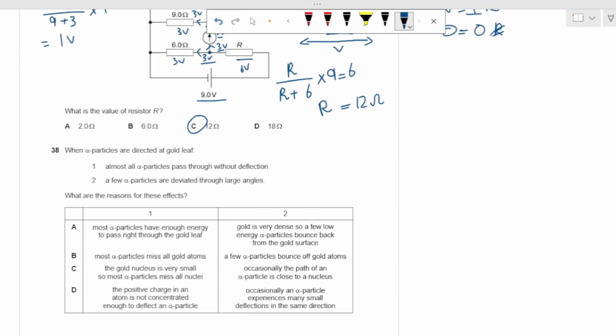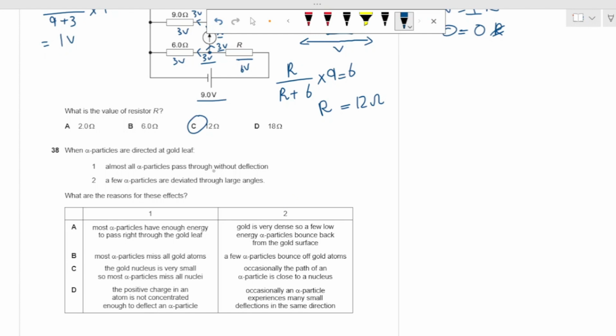Alright. Question 38. When alpha particles are directed at gold leaf, number 1, almost all alpha particles pass through without deflection. Number 2, a few alpha particles are deviated through large angles. What are the reasons for these effects? Let us see for the first. Almost all alpha particles pass through without deflection. Most alpha particles have enough energy to pass right through the gold leaf. No, that has nothing to do with the energy.